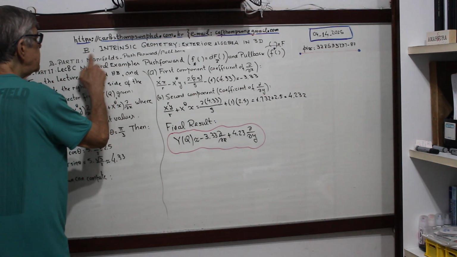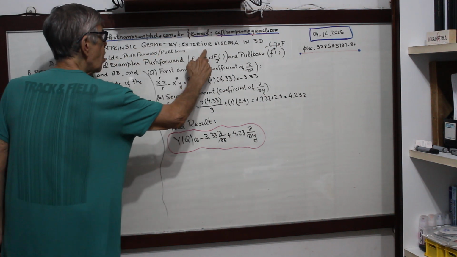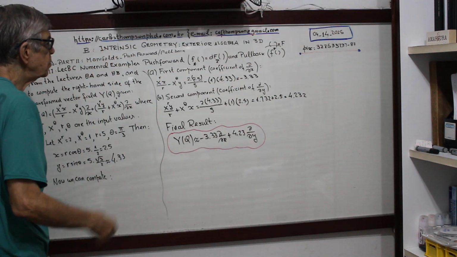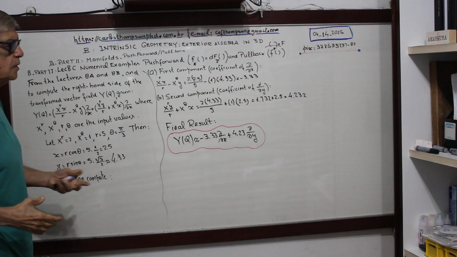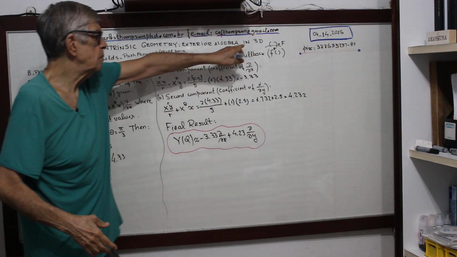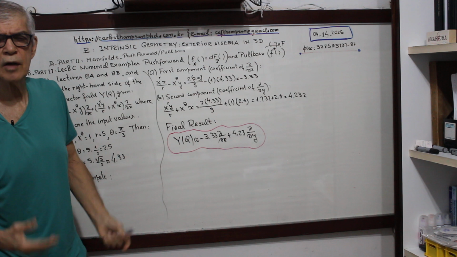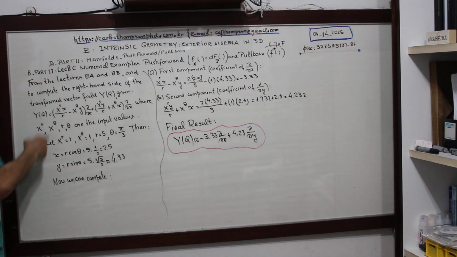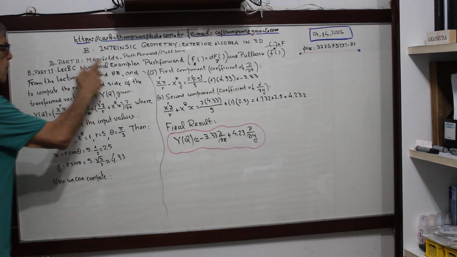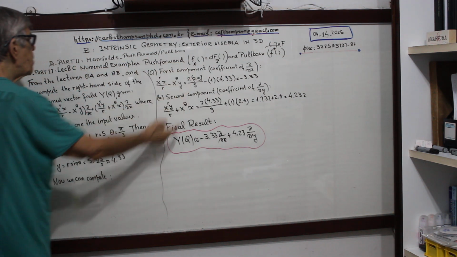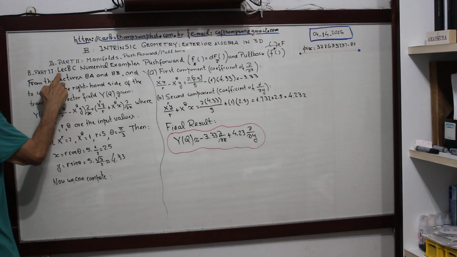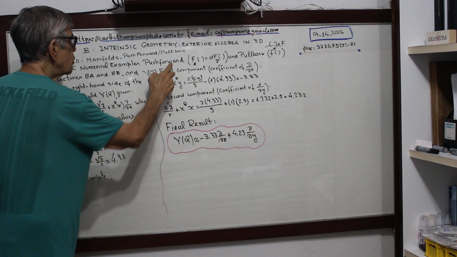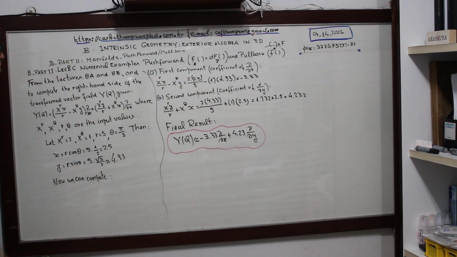Okay, item B, intrinsic geometry, exterior algebra, in this case in R^n. It could be 2-dimensional, 3-dimensional, it doesn't matter, 4-dimensional. Now, B part 2, manifold, push forward and pull back. B part 2, lecture 8C, numerical example, push forward and pull back.